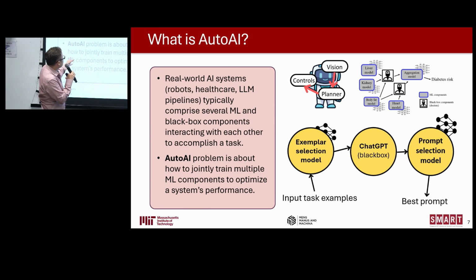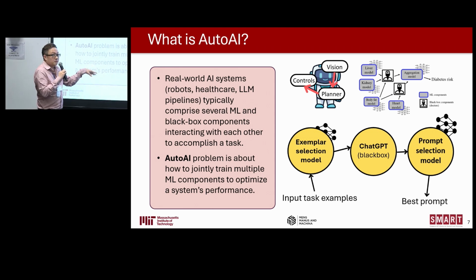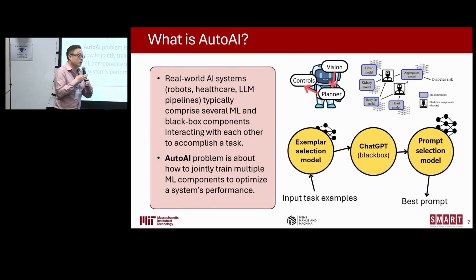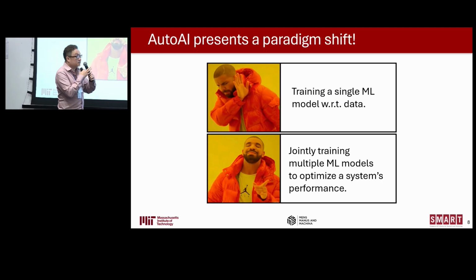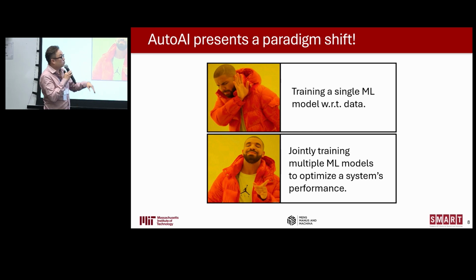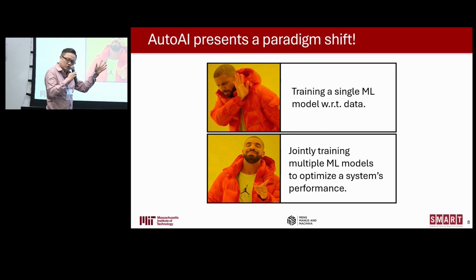So what we do here is that we classify this as the Auto AI problem, where there are many components, however, we want to jointly optimize all of them so that we can get the optimal system performance. That's what we want to achieve. So, like I've mentioned just now, training a single model with respect to data is what machine learning researchers usually do, but in the real world, the system has components and we need to jointly train them.